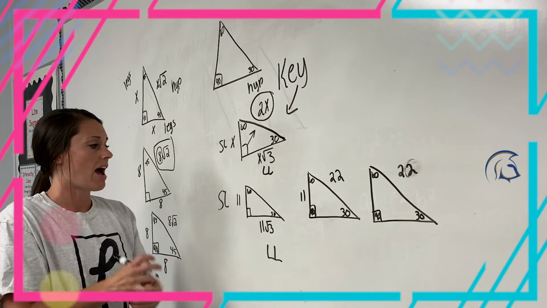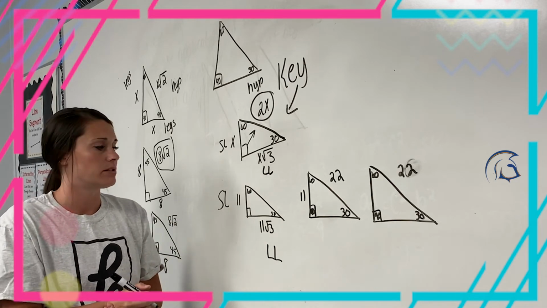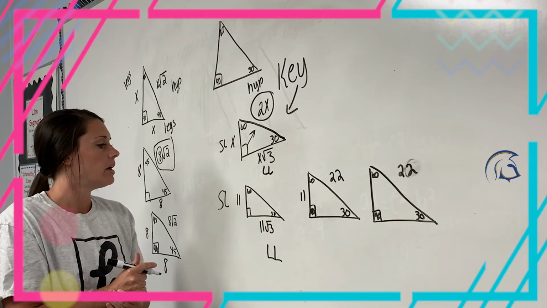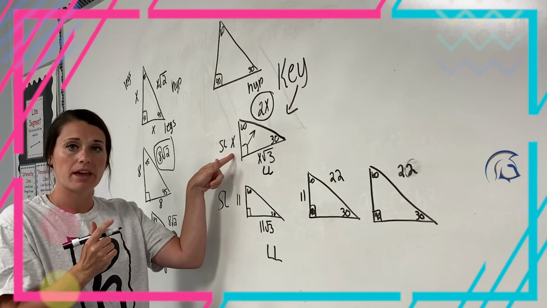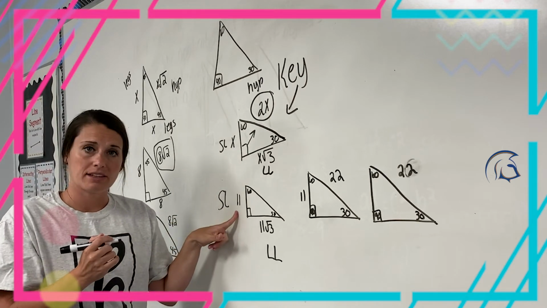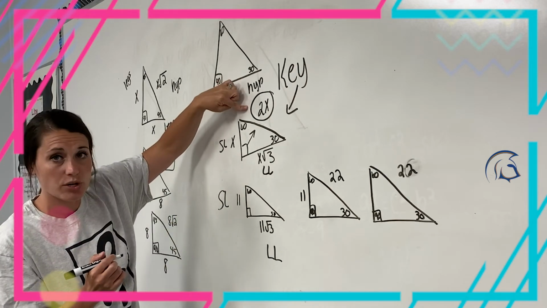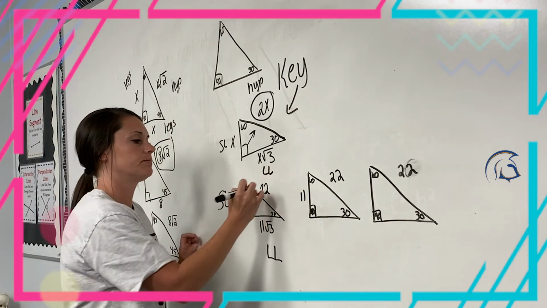Now, I have my short leg, I have my long leg, but I do not have my hypotenuse, okay? So, my hypotenuse is actually double my short leg, okay? So, if my short leg is 11, my hypotenuse is 2 times 11, which is going to be 22.